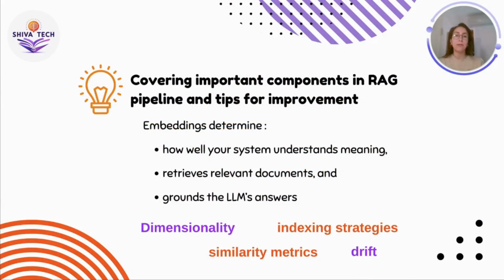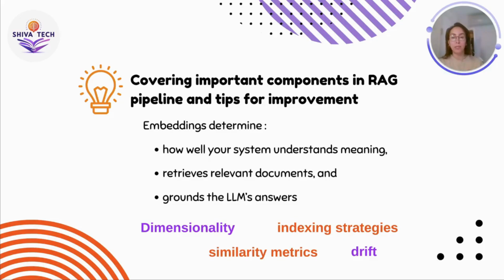Embedding is important in the RAG system because it determines how well your system understands, or captures, the semantic meaning of your text. And because it captures the semantic meaning of the text, it also plays the role in retrieving relevant documents and in grounding the LLM's answer. So it's really important to talk about this component of the RAG system, and inside of it there are 4 topics that are quite worthy to discuss.